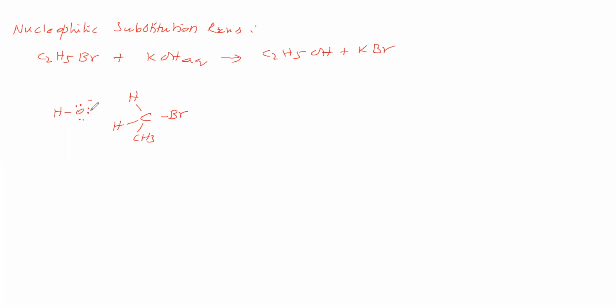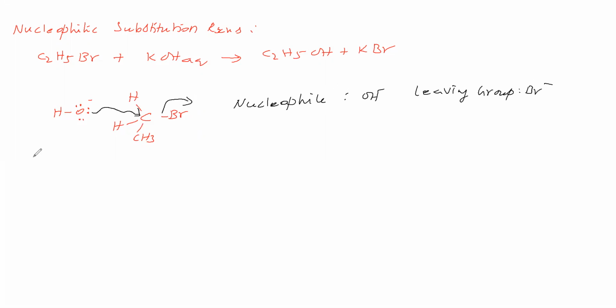Then this hydroxide O is attacking this carbon, this bond is shifting. Therefore, Br minus is the leaving group, OH minus is the nucleophile. In this case, what is the nucleophile? Nucleophile is OH minus. Leaving group is Br minus.